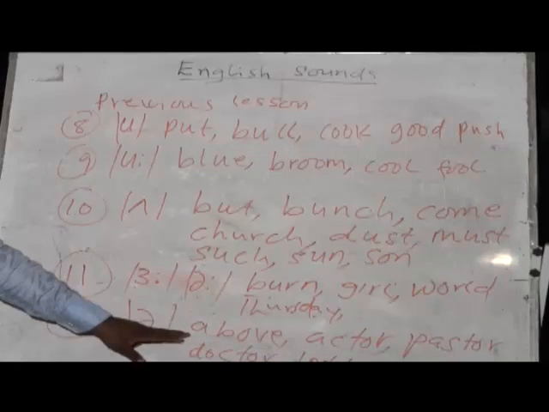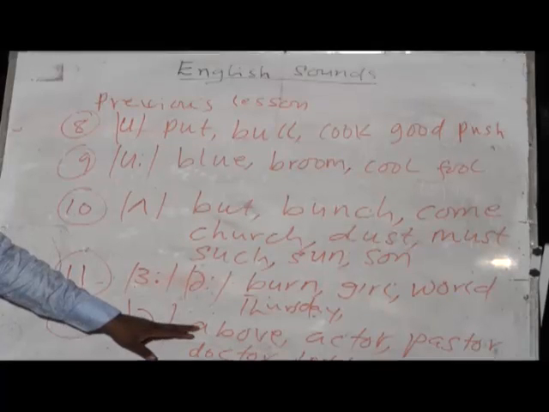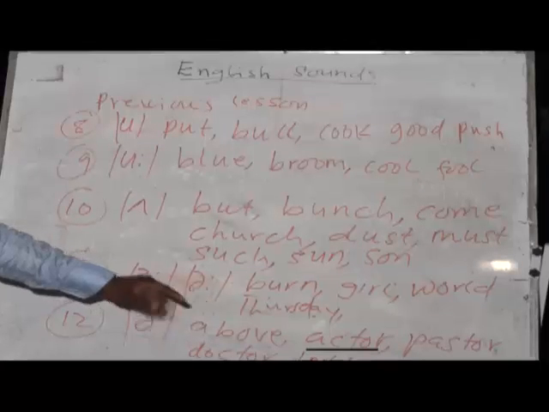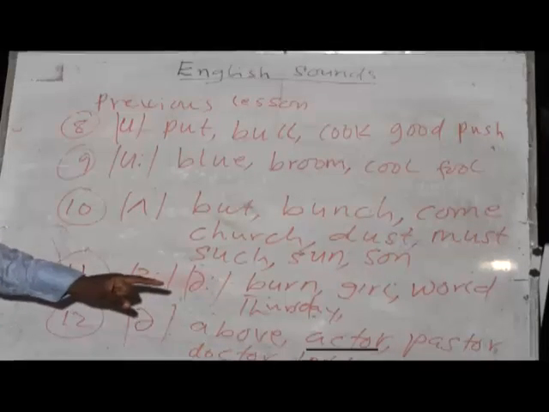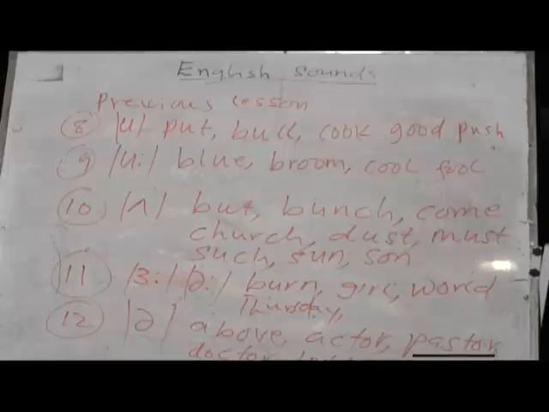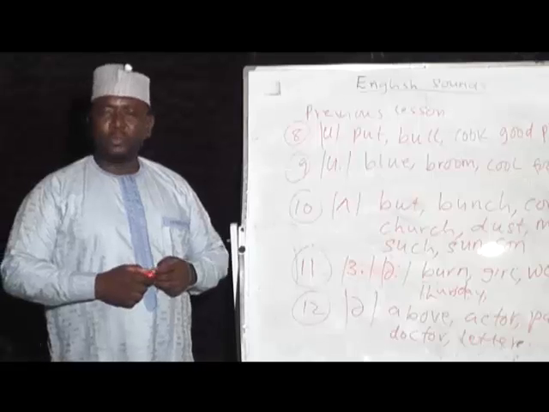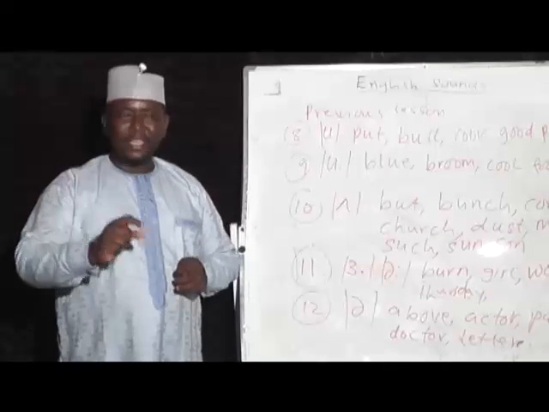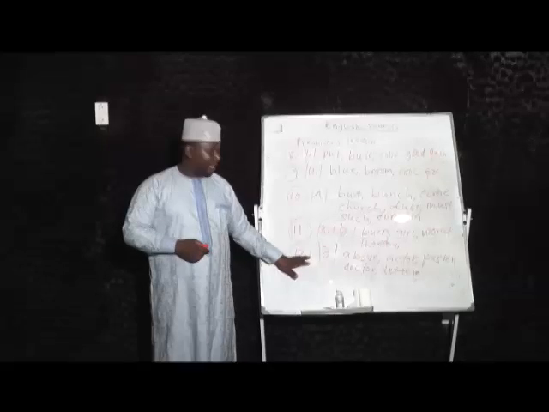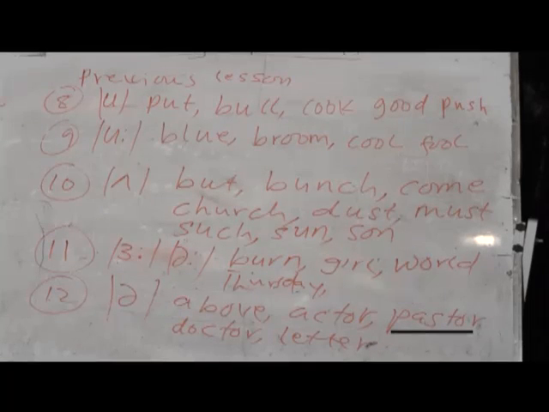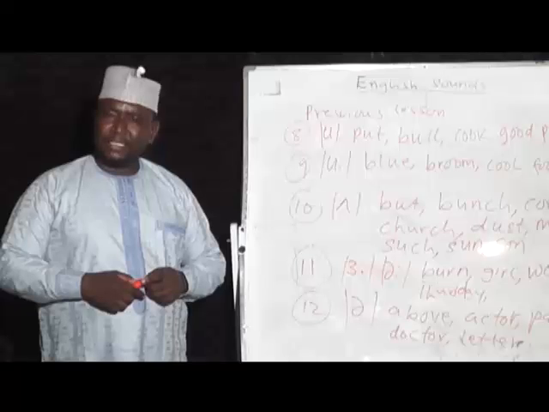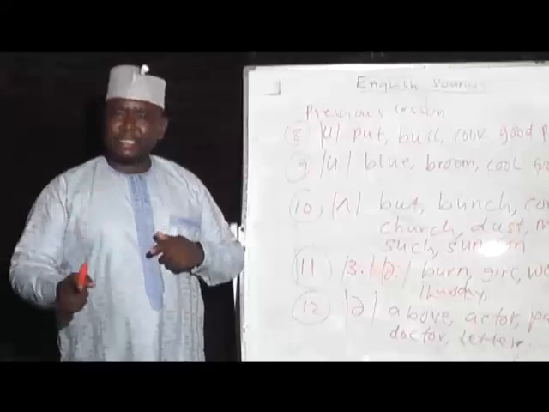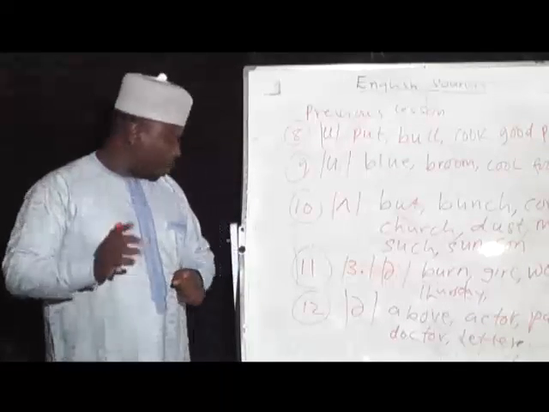So you have it in words like above, not above, but above. Actor, actor, that is where you find the sound. Pastor, not pasto. When you pronounce it as pasto, you are putting vowel number 7 instead of vowel number 12. And then you pronounce it as pastor. The pastor is expected to be in the church by 7 o'clock. Pastor and church. I hope you get that clear.